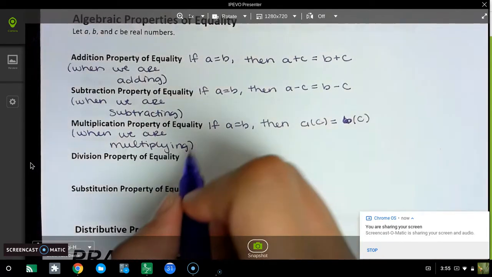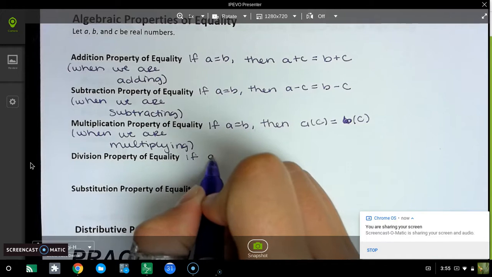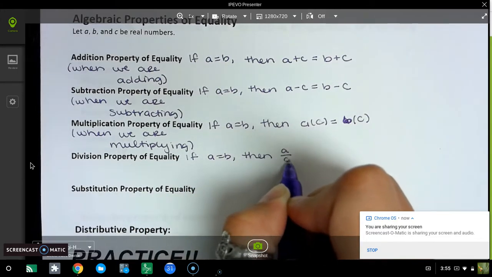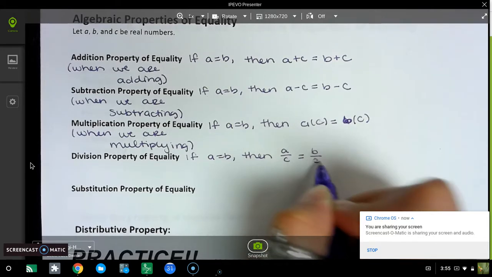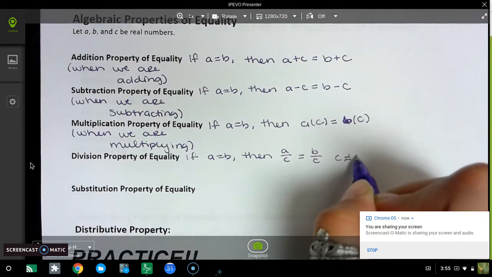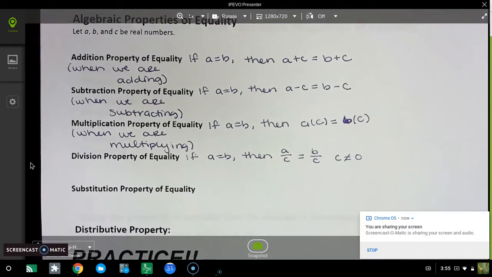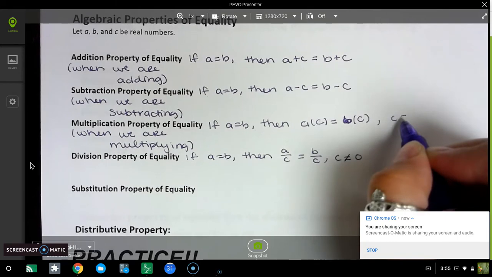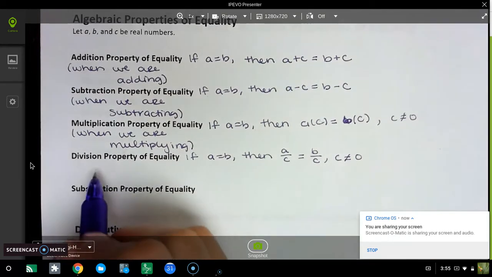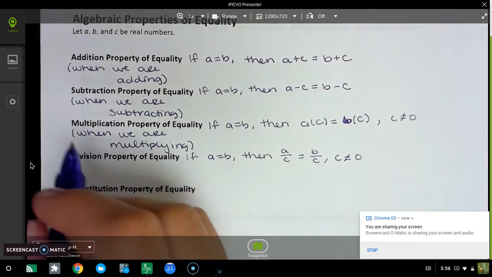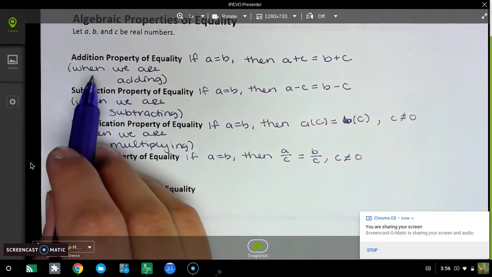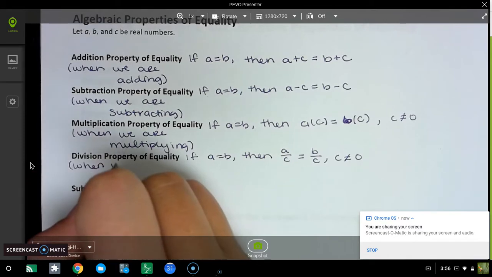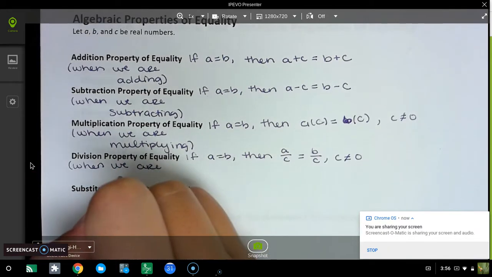Division property of equality. If A equals B, then A divided by C equals B divided by C, as long as C does not equal 0. Okay. Both of these are as long as C does not equal 0. What do we think our division property of equality is? How do we think we can put this into our understandable terms? Yep, you're right. It's when we are dividing.